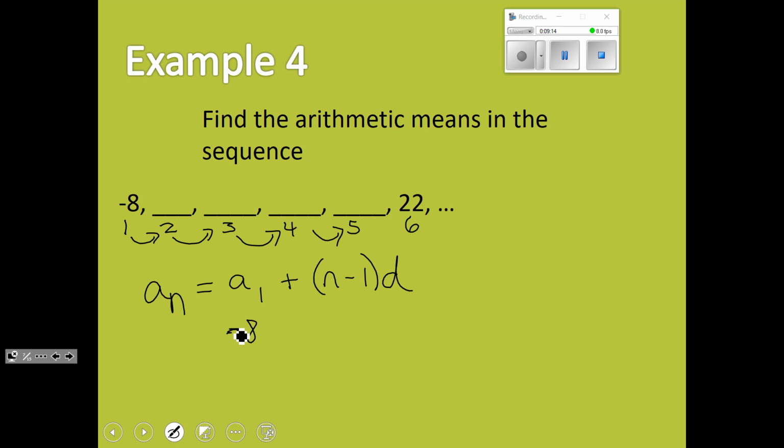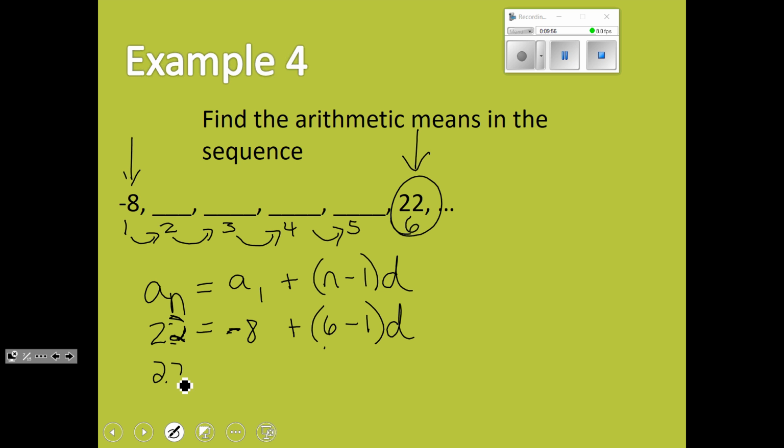We don't know anything else other than my sixth term is 22. My question is, could I use that as my nth term? So could I say my sixth term, a sub 6, would be 22. I'm going to use that. These are like clues. If they give them to you, you're going to have to use them. And so I'm going to solve for my common difference. So plug in what we knew. We knew the first term was negative 8, and we knew the sixth term was 22. So I used the sixth term as my nth term.